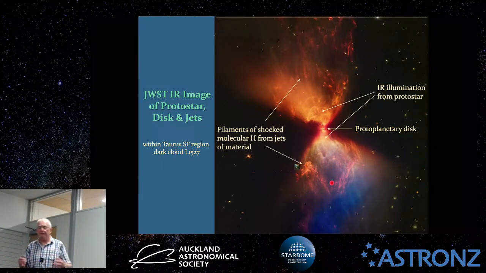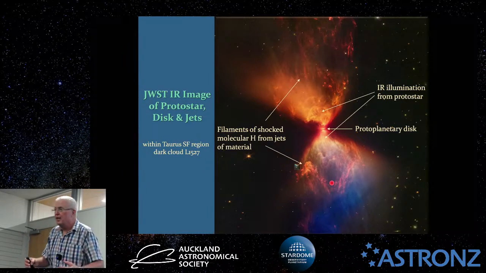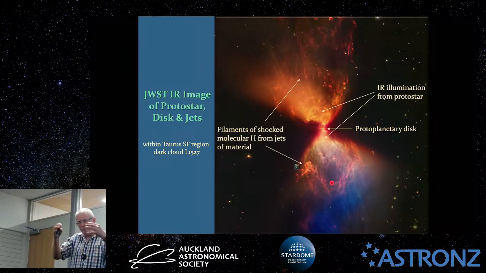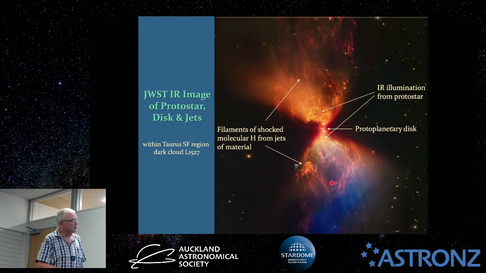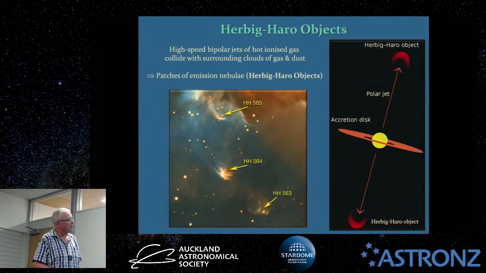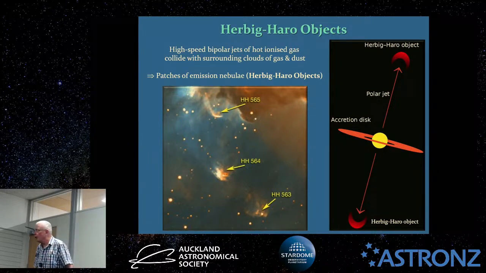Those bow shocks are very, very forceful and energetic, and they give rise to pockets of energized or ionized material. That's what you're looking at here. These big patches are like shock waves of energized material. When you see those mini emission nebulas, they are called Herbig-Haro objects. Just the name. There are a couple of astronomers, Herbig and Haro, who were involved in all this research. It's the hot ionized gas coming out in jets and colliding with all the material, gas and dust, and you get these patches of nebula.